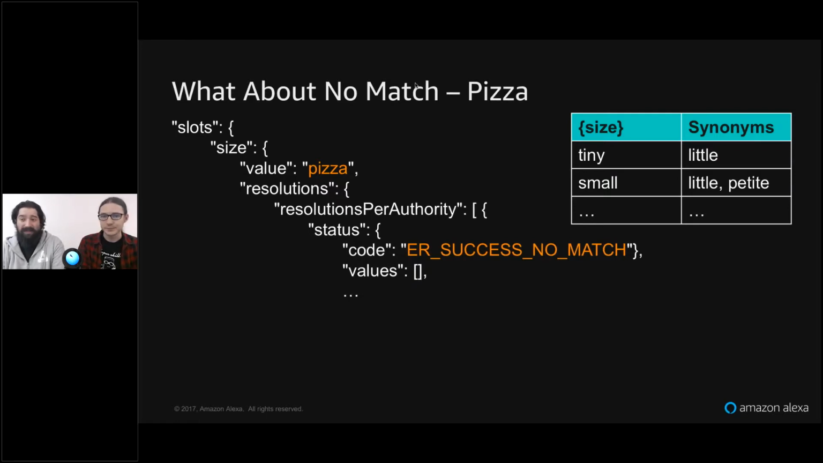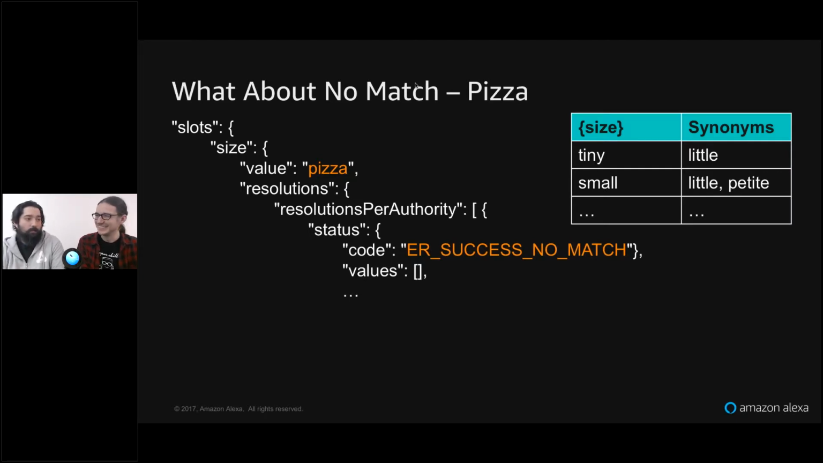Yeah, and that's a very, very important concept to wrap your brain around. And obviously, as advanced skill builders, you've dealt with this. You're working with training data. It's not really enumerations. It's not arrays. It's a model that's getting built based on the training data that you provide for your utterances, for your slots, for your entity resolutions. But in this case, the first time I looked at it, I was like, what? ER code, success, no match. So how is it a success but no match?